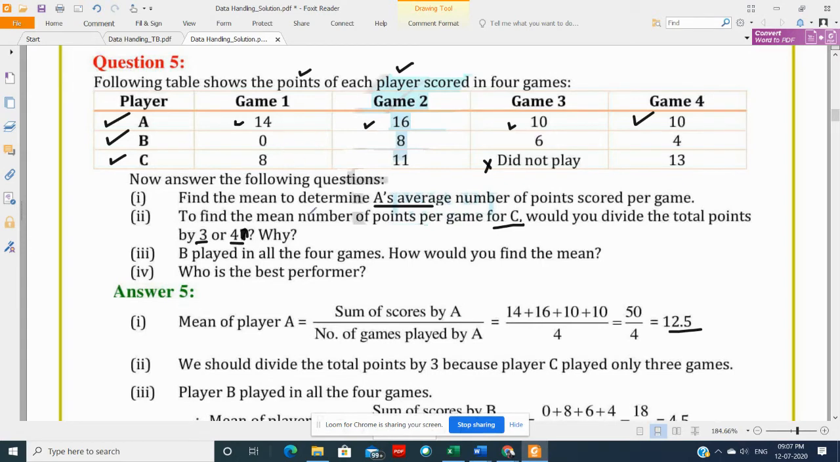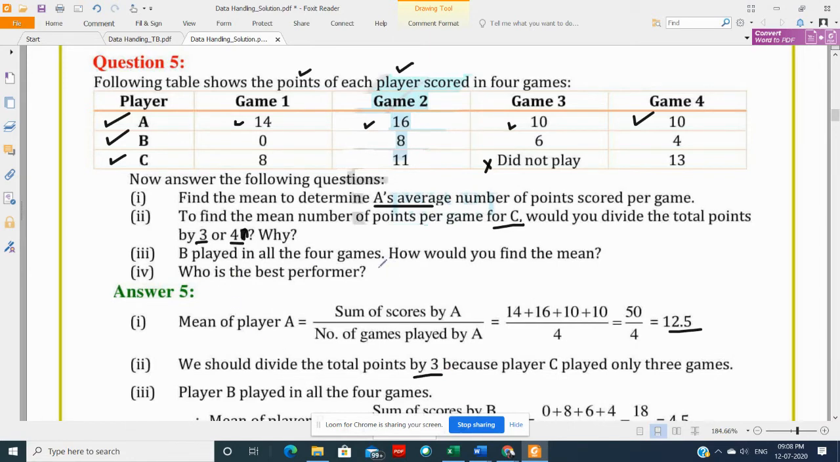So they are asking is to find the mean points of C. What would you divide the total points by 3 or 4? मतलब हम 3 से divide करेंगे कि 4 से divide करेंगे? So obviously we would be dividing it by 3 because player C has not played third game, means he has played only 3 games, and so we will divide it by 3.